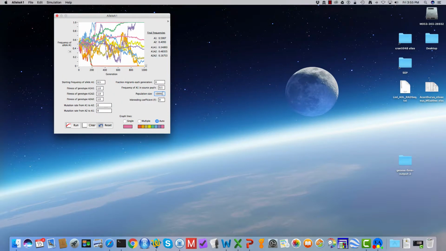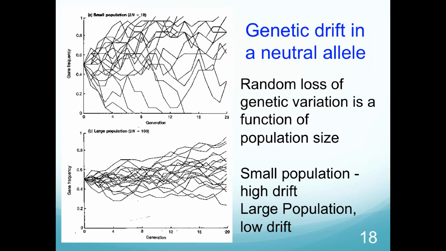But when population size gets large and sample size basically gets large, we reduce that noise in the population, and we end up with lines that are fairly straight and don't vary all that often. So, in small populations, starting at allele frequency of 0.5, small populations will lose a lot of their genetic variation, whereas large populations will keep their genetic variation. All the alleles will stay at roughly similar frequencies. And so small populations have high genetic drift, large populations have low genetic drift.